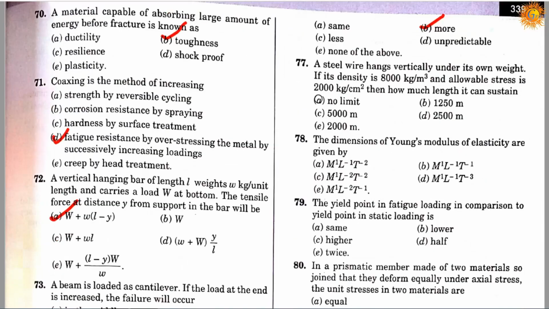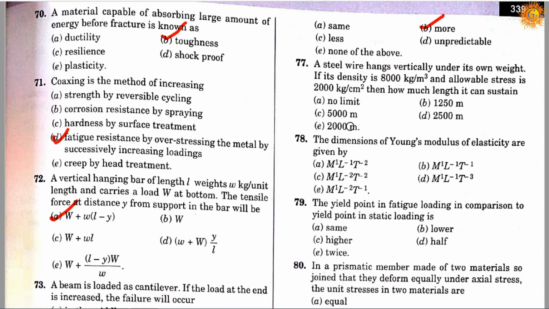Question number 77. A steel wire hangs vertically under its own weight. If its density is 8000 kg per meter cube and allowable stress is 2000 kg per centimeter square, then how much length can it sustain? Option A is no limit, option B is 1250 meter, and so on.